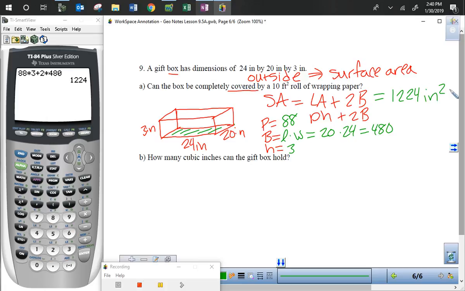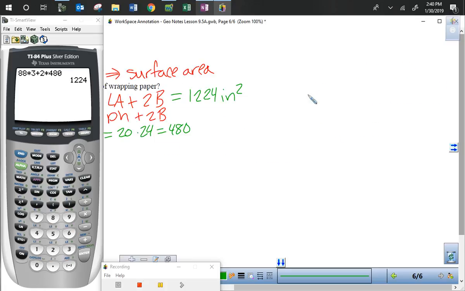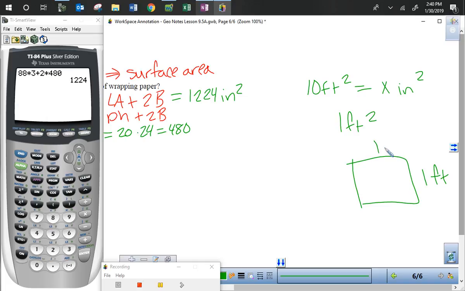The reason I'm asking you to focus on this is because our question talks about feet squared. So now we have one more job. 10 feet squared, I want to know, is how many inches squared. Well, let's talk about 1 foot squared. We've done this before earlier in the chapter, but this is 1 foot squared, so 1 foot by 1 foot. We really know that's 12 inches by 12 inches. The area of this, 12 times 12, is 144 inches squared. So we can say that 1 foot squared is 144 inches squared.